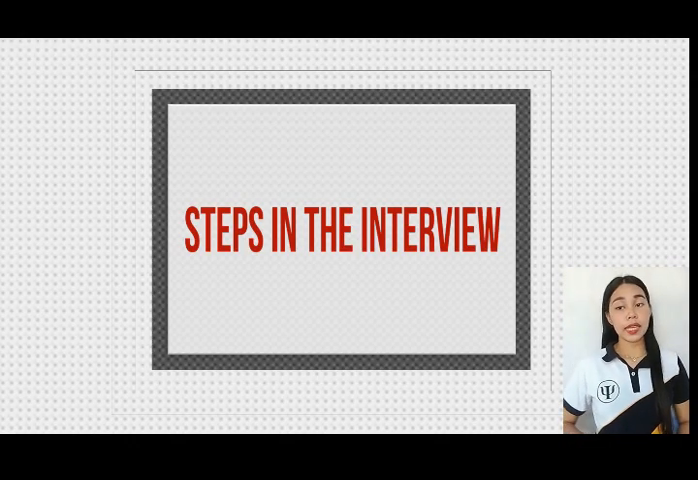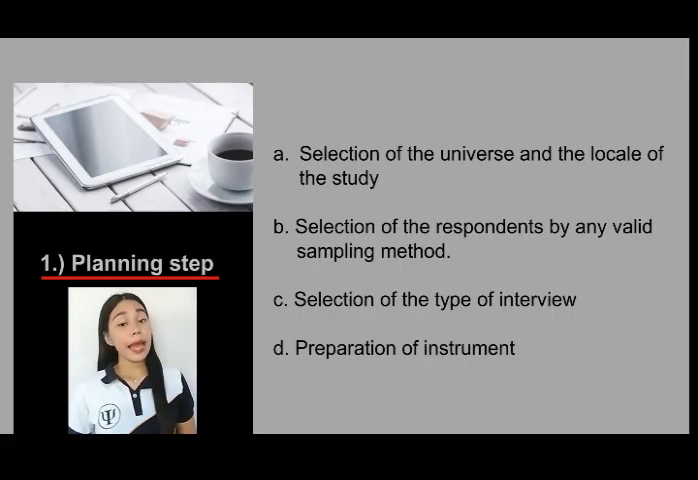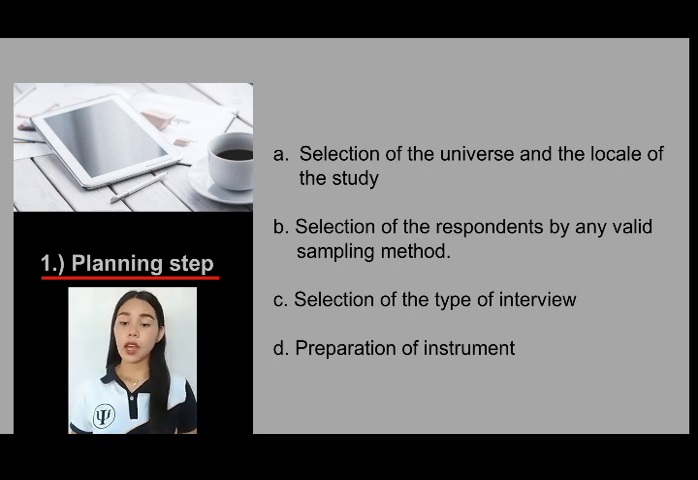Now let's talk about the steps in interview. This is what we call the pointers of interview. First is the planning step, or preparatory steps. The steps include the following. First is selection of the universe and the locale of the study. The second is selection of the respondents by any valid sampling method. The third is selection of the type of interview, whether standardized, non-standardized, semi-standardized, focused, non-directive, etc., depending upon the nature of the problem or topic of research. Then the last is preparation of the instrument, whether interview schedule or interview guide, and validating or testing the same.